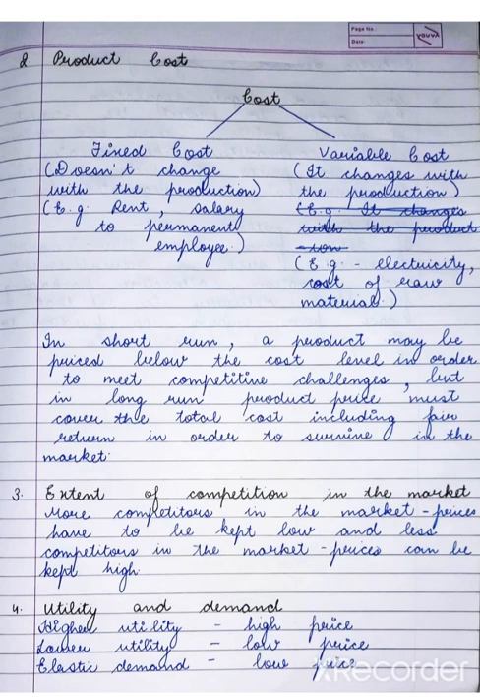Coming to the next one, that is utility and demand. As we know, the higher the utility, the higher will be the prices of the product. The lower the utility, the lower will be the prices of the product. Now, next one, demand. As we know, demand is of two kinds, elastic demand and inelastic demand. If the demand of the product is elastic, that means it reacts severely to a change in prices. In that case, you have to keep the prices low. But in case of inelastic demand, that means demand does not react to a change in prices. At that time, you can keep the product prices high.